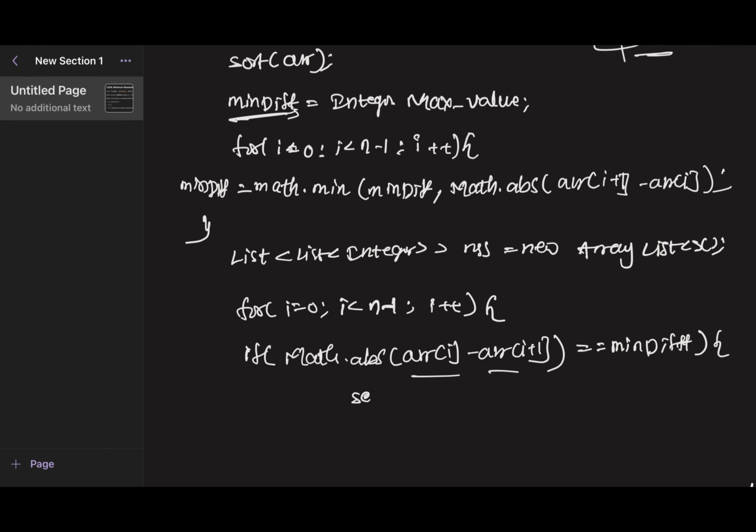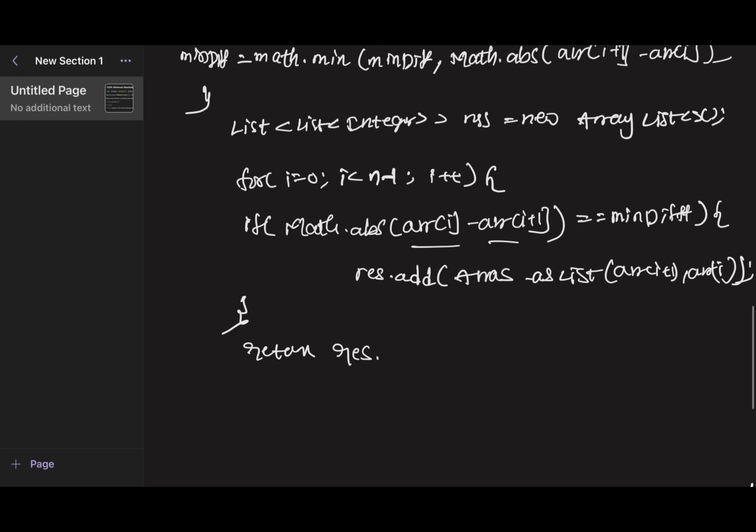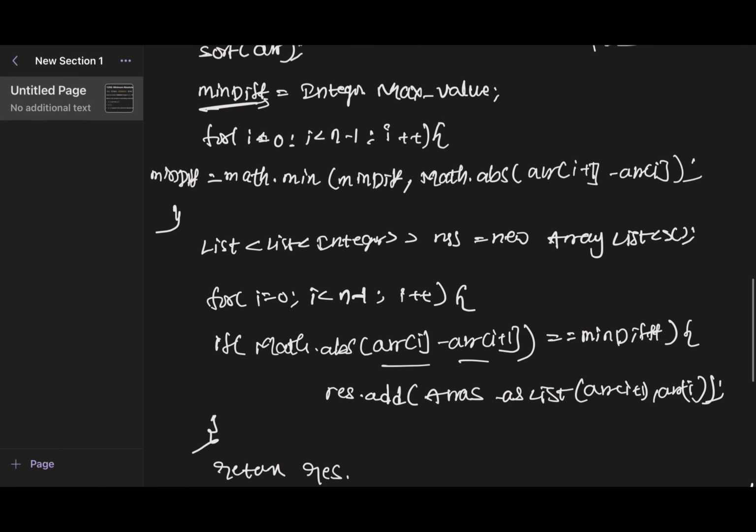So result.add Arrays.asList of this, ARR of i plus 1 and ARR of i. Okay, and at the end we'll return this result list. Okay, now let's see with one example.